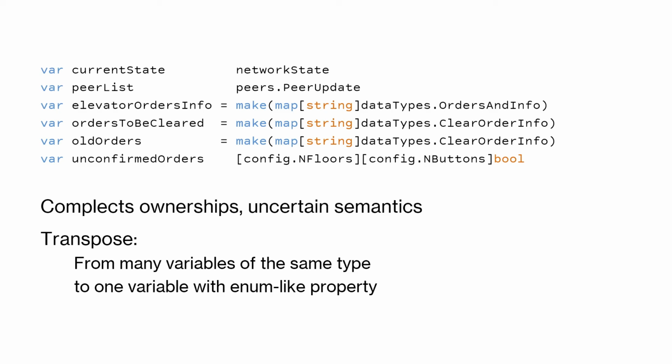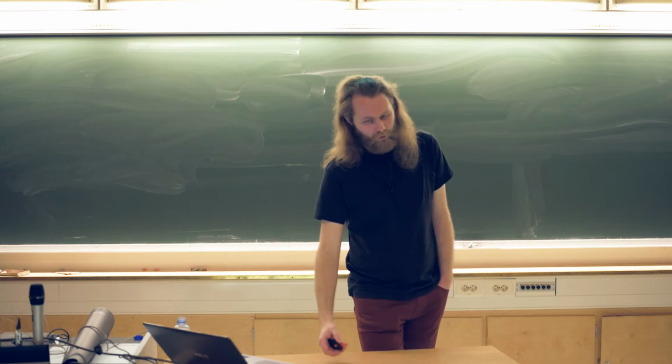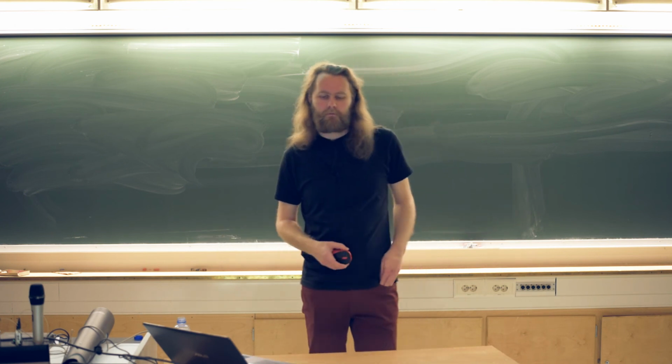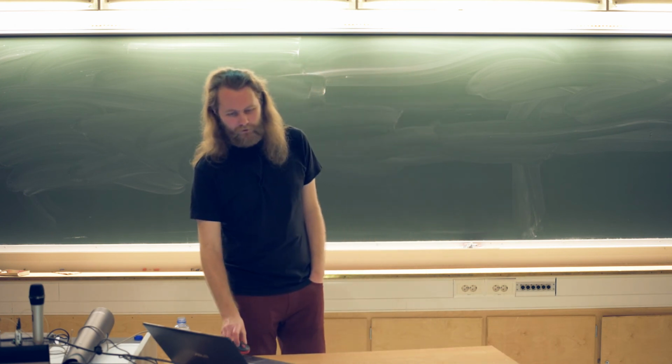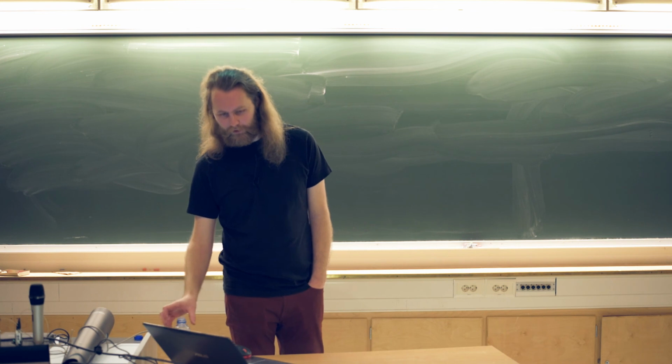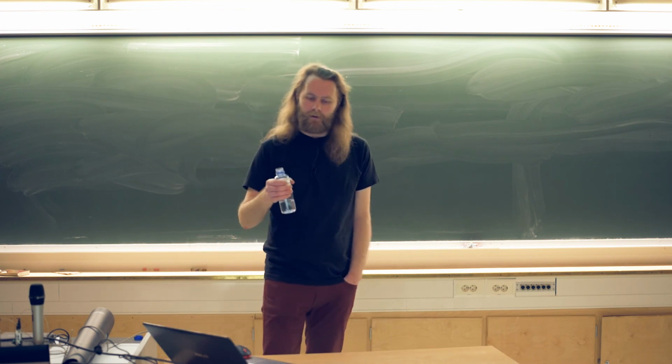And this clear order info is a data type that contains a table of orders, and the map string is then for each elevator a table of orders. So in this case we have for each elevator a table of orders to be cleared, for each elevator a table of orders that are old, a table of unconfirmed orders, and for each elevator some orders and info. I would hope there is info in the orders and the info isn't separated, so it needs to be anded in there, but hey, here we are.